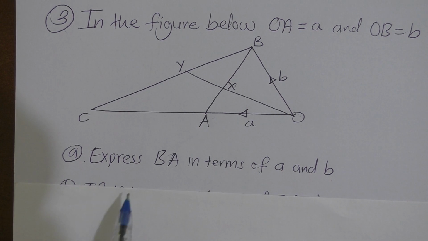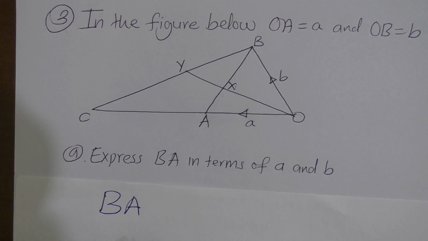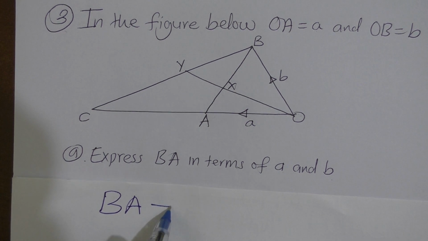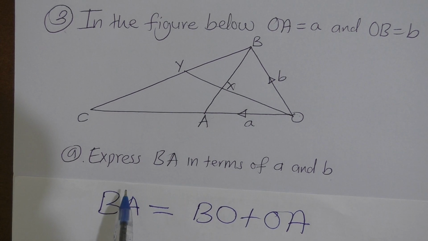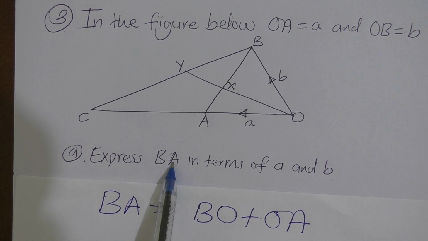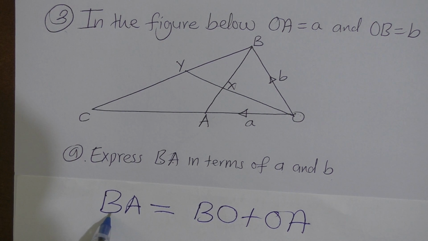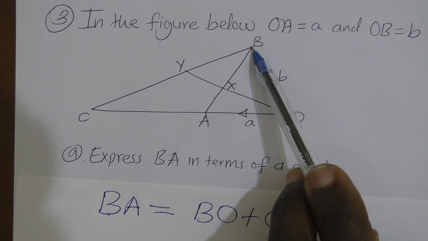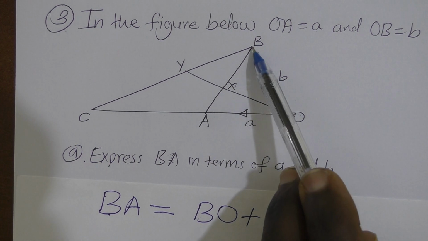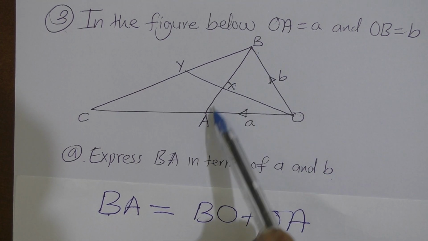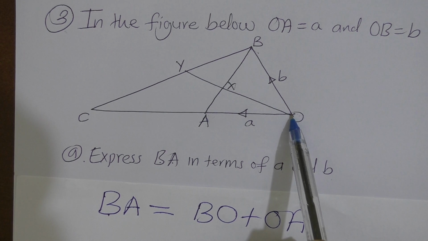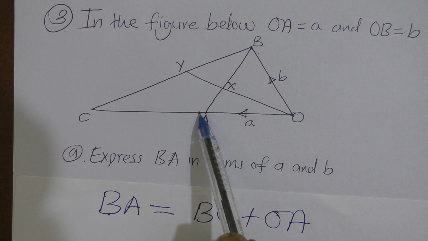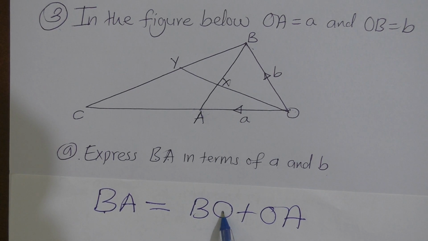So if we are to express BA, then we need to know how to connect the two. So BA equals BO plus OA. Remember I told you that when you are given such a vector, it shows that B is your starting point and A is your destination. So someone is at B but wants to come to A. You may wonder why that person doesn't use this route. This route is what we are finding, BA. So that person must come back to the origin and then from the origin to A. This is BO and then OA.